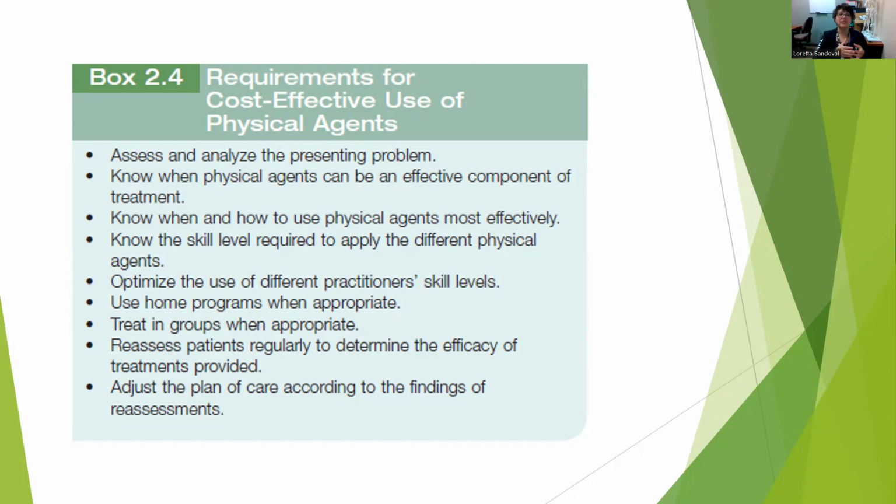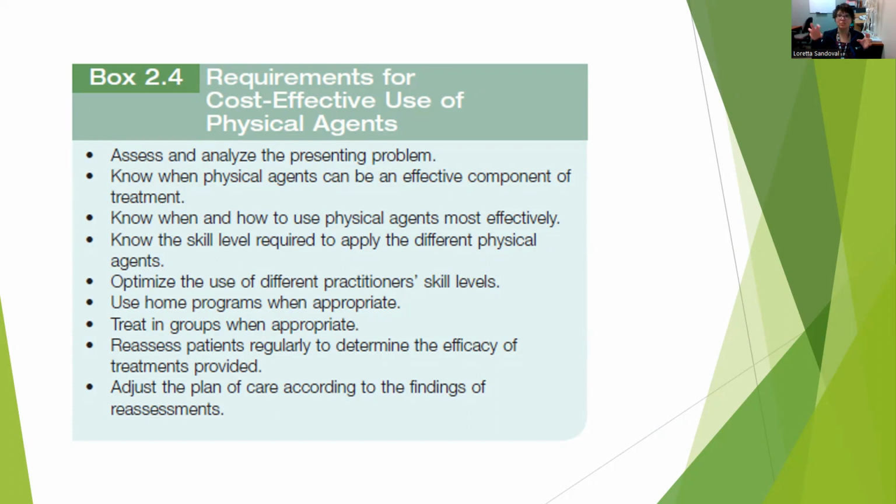So that was pretty effective use of physical agents, the skill level required to apply the physical agents, optimizing the use of different practitioner skill levels. So once we got the motion restriction taken care of with the physical modalities, then we got the person in the brace and they were back on the primary PT schedule, working on learning how to use that brace more effectively to improve their gait.